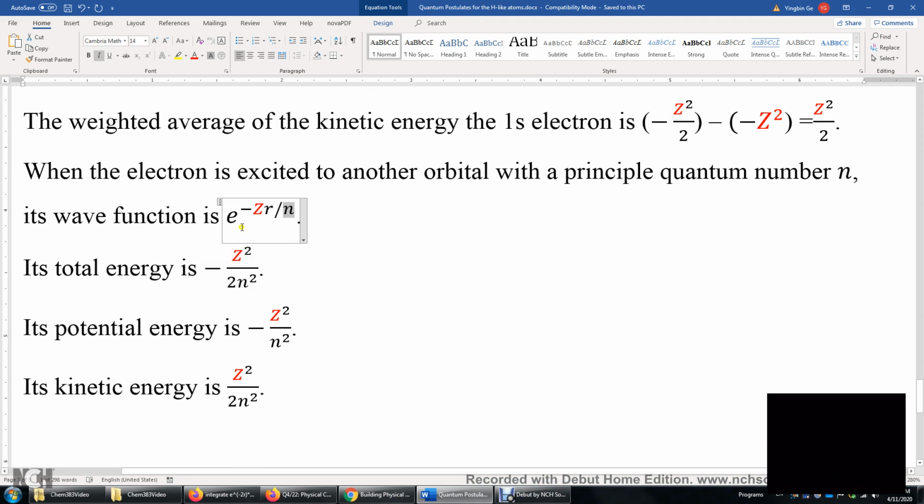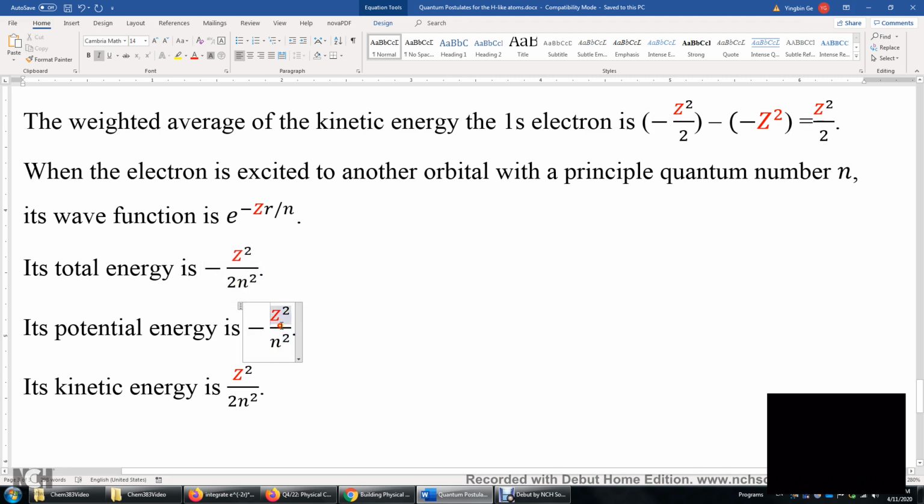What you can do is you can apply the Hamiltonian to this wave function. The result is going to be this wave function multiplied by a constant. What constant? This constant, negative Z squared over 2n squared, is the total energy of that electron. What about the potential energy of that electron? It happens to be twice its total energy. Negative Z squared over n squared.